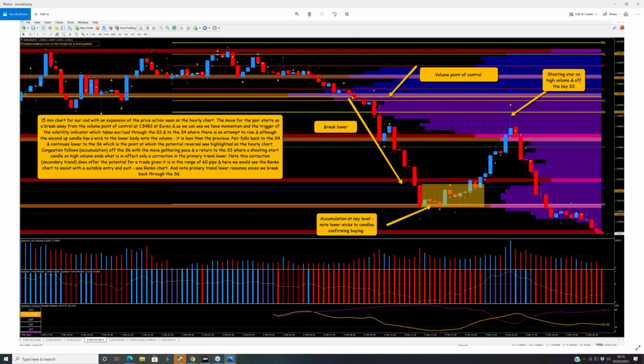So if we scroll back, you can see here, this move lower started much earlier, obviously, in fact yesterday, in Asia and in Europe. And in fact, it was a breakaway from a break low of what we call the volume point of control here, as we can see here. And the pair started to move lower.